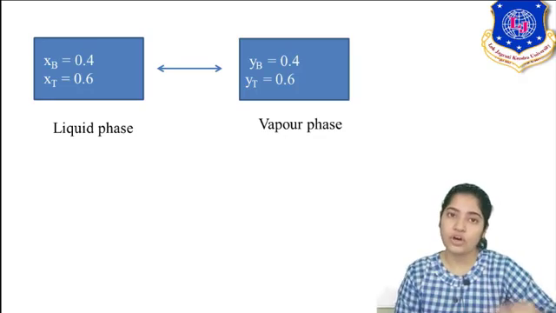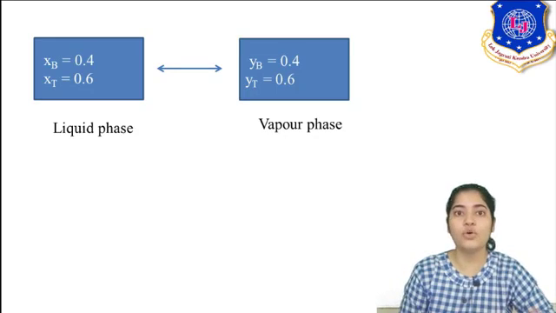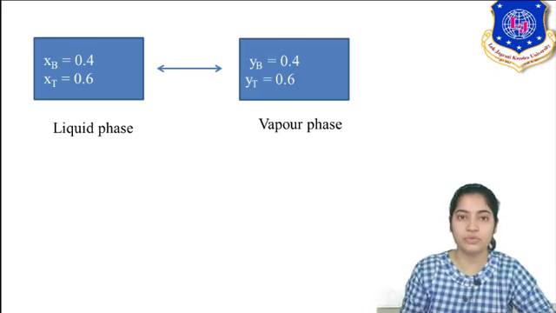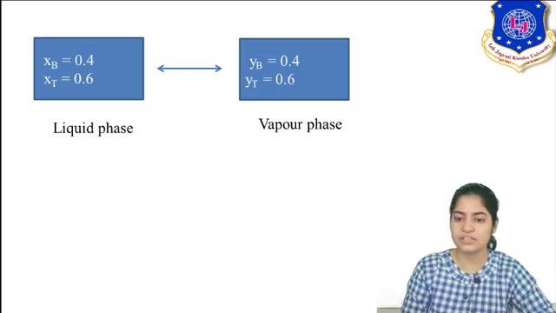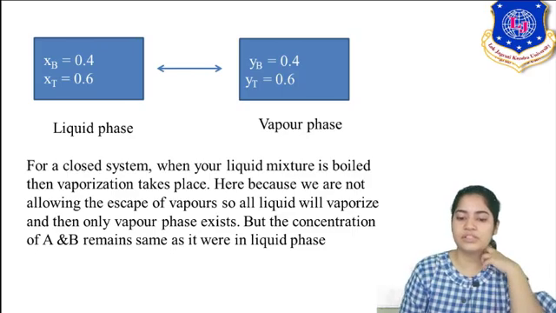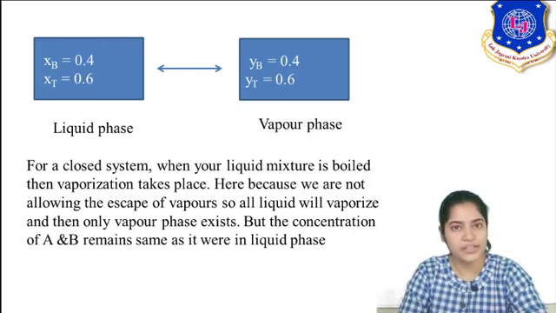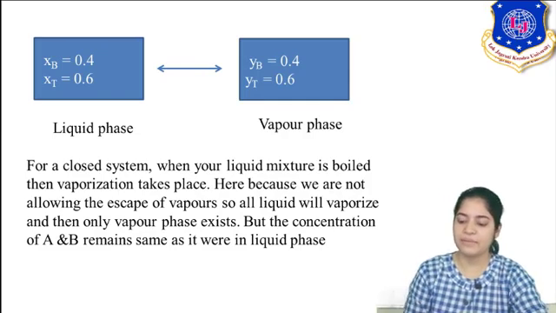Now when we are talking about purifying, in distillation, in a refinery as you have seen, it is an open system. You let out the vapor, you take out the vapor, and hence purity is increased. Here I am taking a closed system. So for a closed system, when a liquid mixture is boiled, vaporization takes place. Because we are not allowing the escape of vapor, all the liquid will vaporize and only the vapor phase exists. So in the vapor phase I have my concentrations.